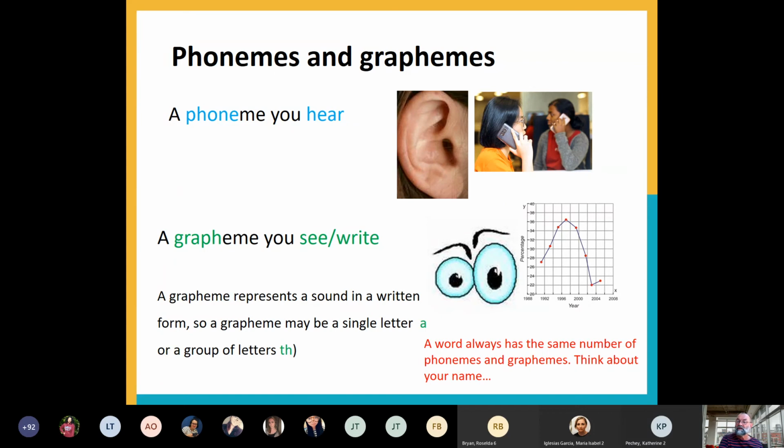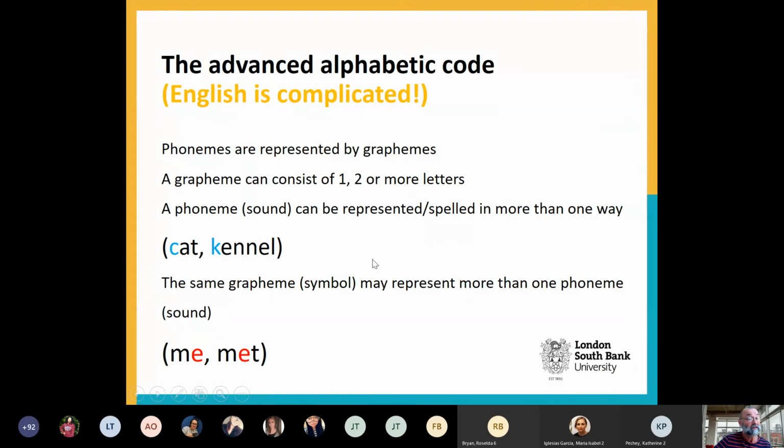So the graph is the visible. The grapheme is the visible thing. The phoneme is the hearing thing. So when people talk about phonemes, it's the sound. The grapheme is the thing that is visible on the page. It's complicated. Phonemes are represented by graphemes.